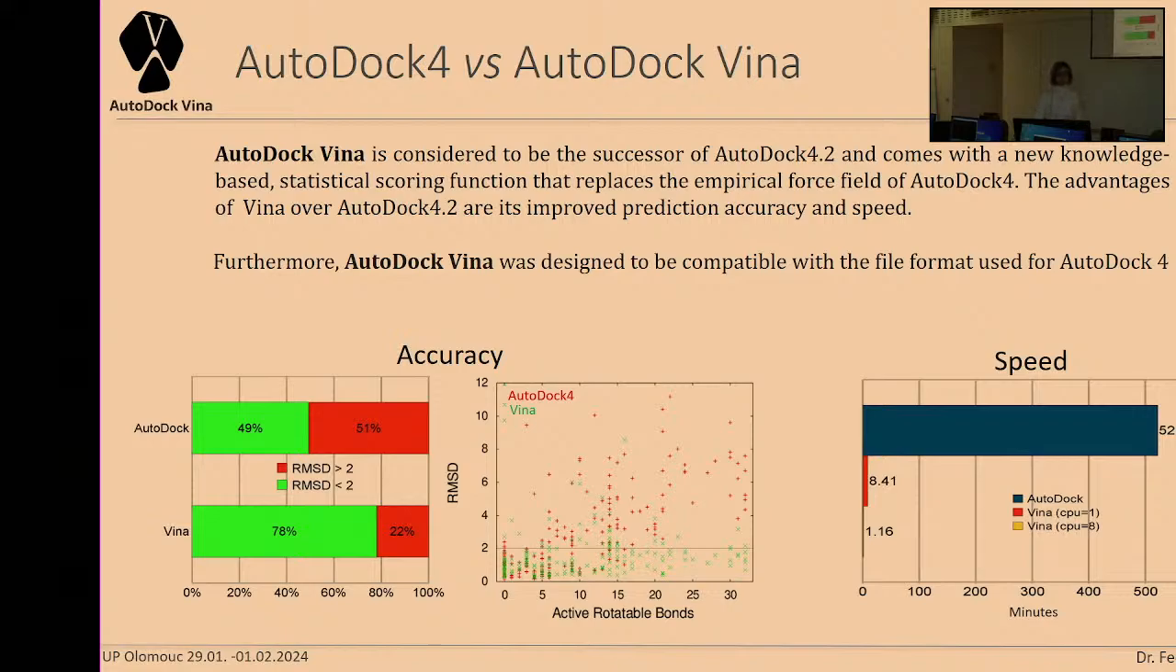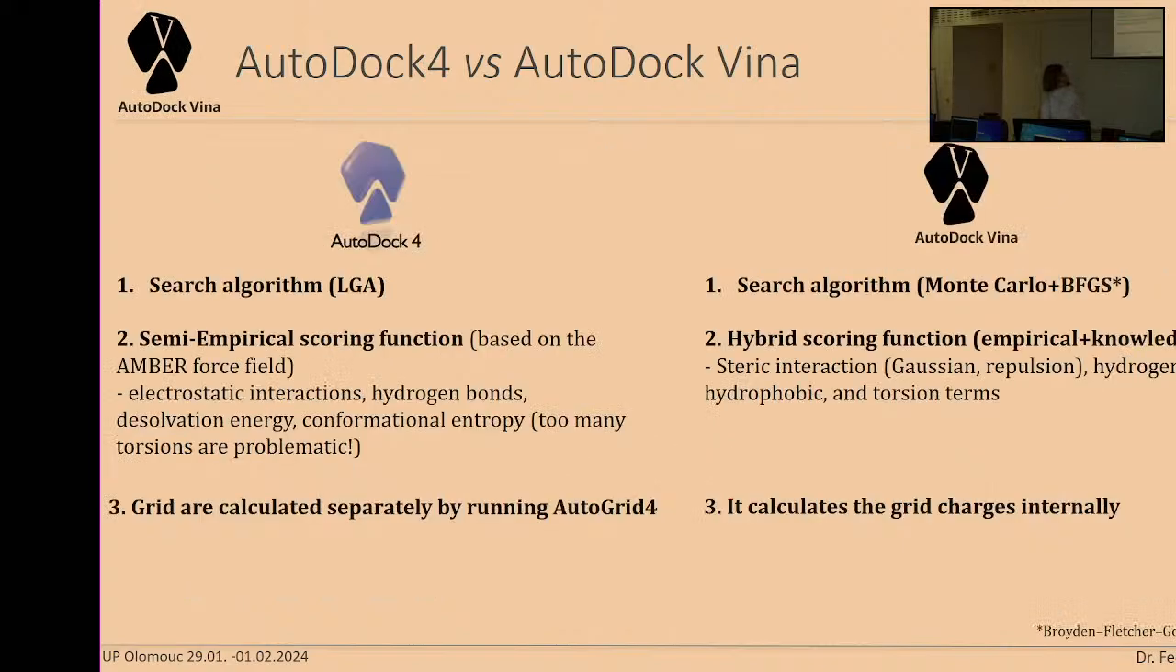What about AutoDock Vina instead? AutoDock Vina works in a different way because it uses a knowledge-based approach, and it has very significant improvements with respect to AutoDock; specifically, the accuracy is higher. It is able to reproduce the experimental binding conformation even when the number of rotatable bonds of the ligand is higher. Also, it is much faster.